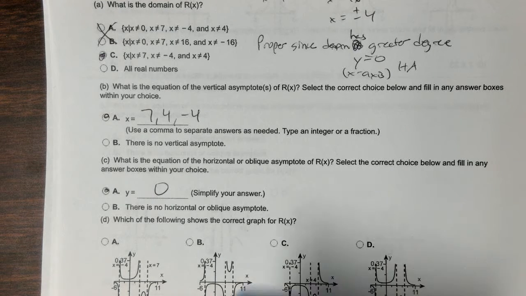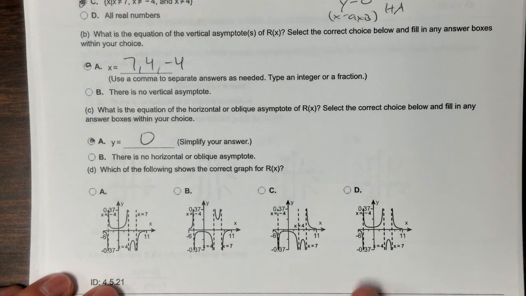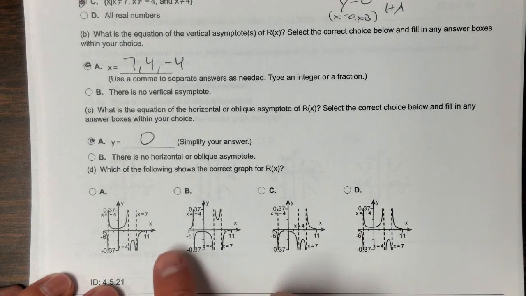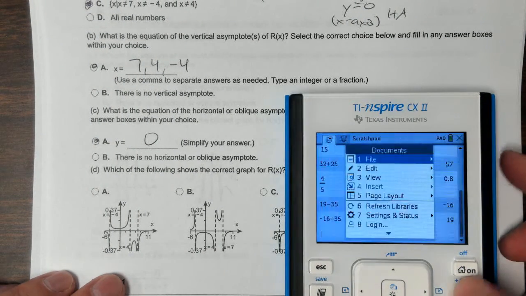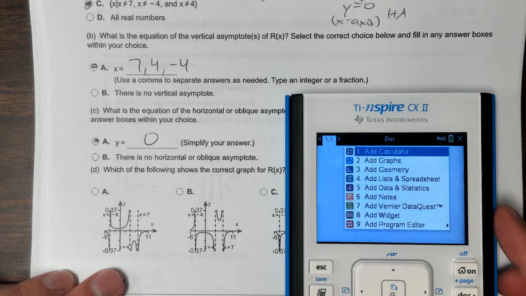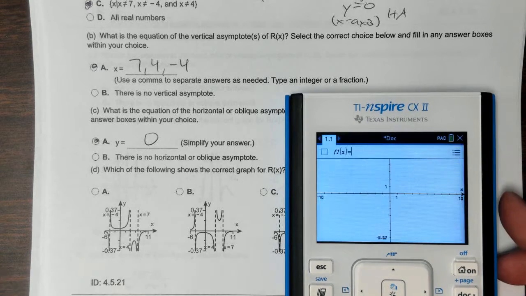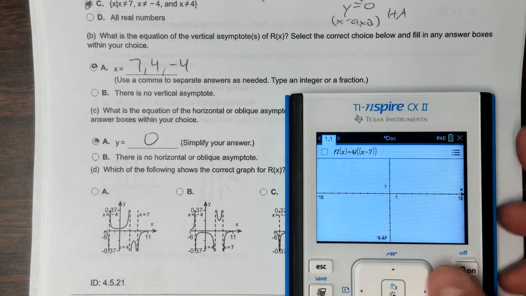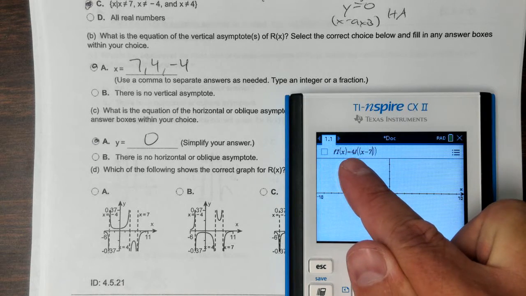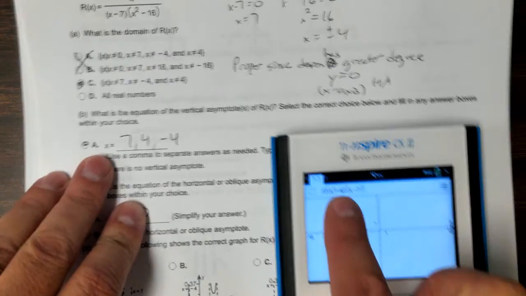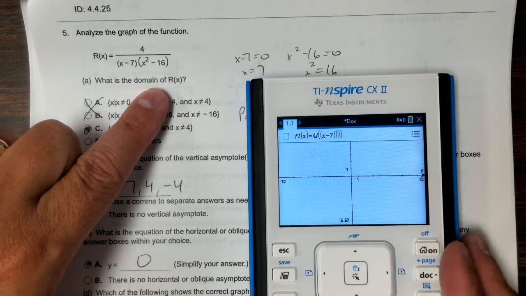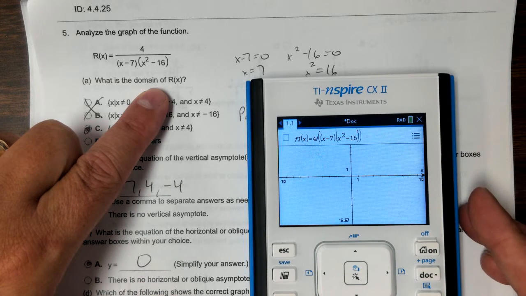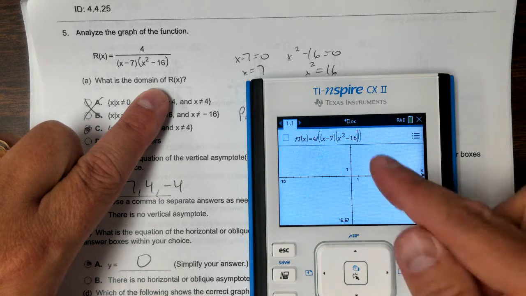Then we just need to graph it. Remember, you may want to change your window to be like these to make it look exact. So 4 divided by x minus 7. Notice right there I had to do a double open parentheses. So I go here and then x squared minus 16. Yeah, that way it'll show up properly.